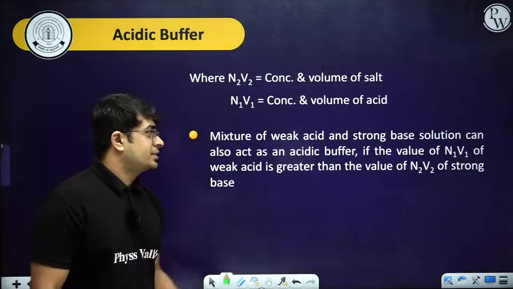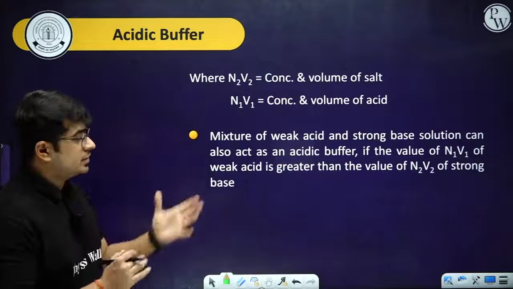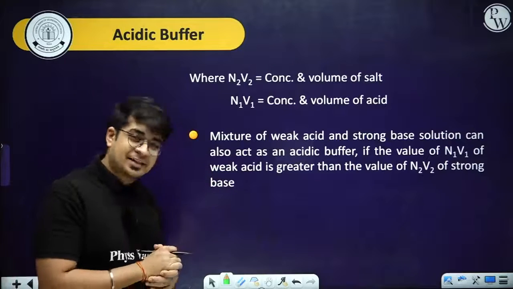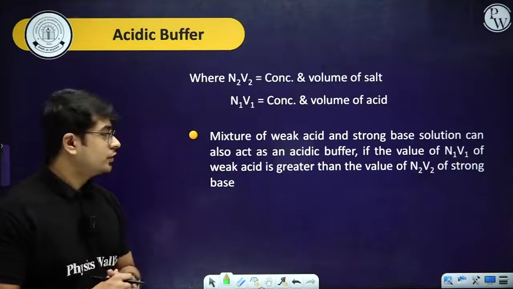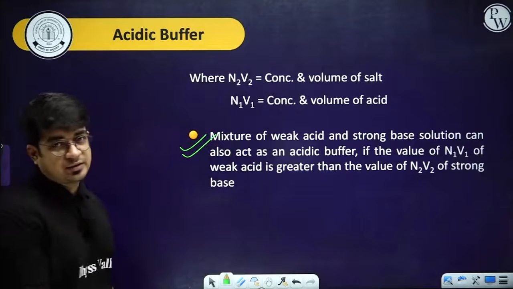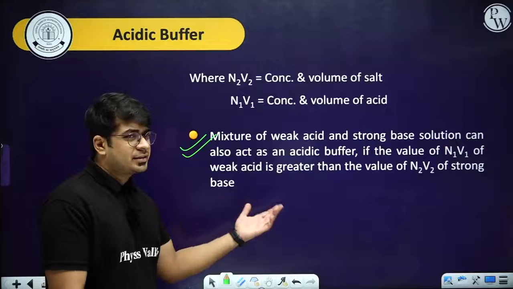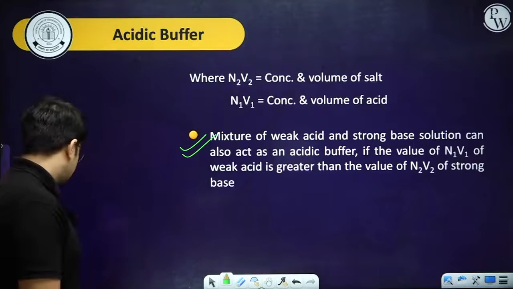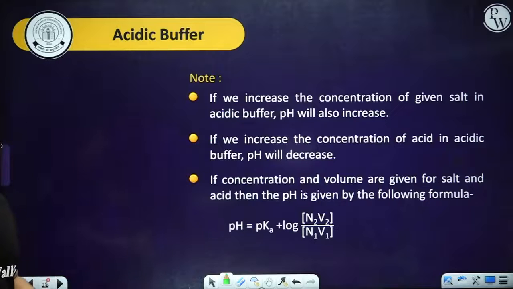So a mixture of weak acid and strong base solution can also act as an acidic buffer if the value of N1V1 of weak acid is greater than the value of N2V2 of strong base. Okay, I hope this entire part is clear. Same type of thing, acid should be more in comparison to base, that's it. Okay, so this is the entire part related to the analysis of your first portion. Okay, just have a look.